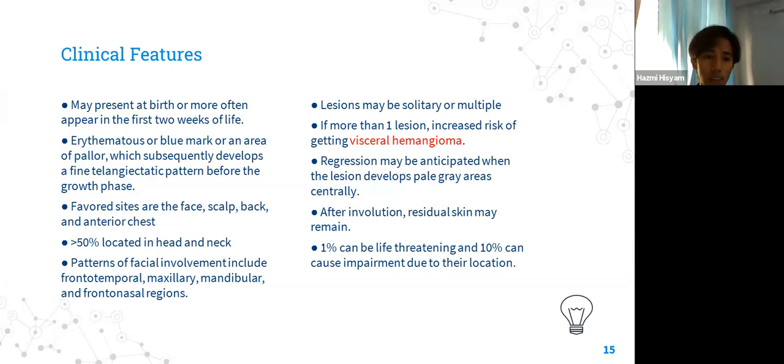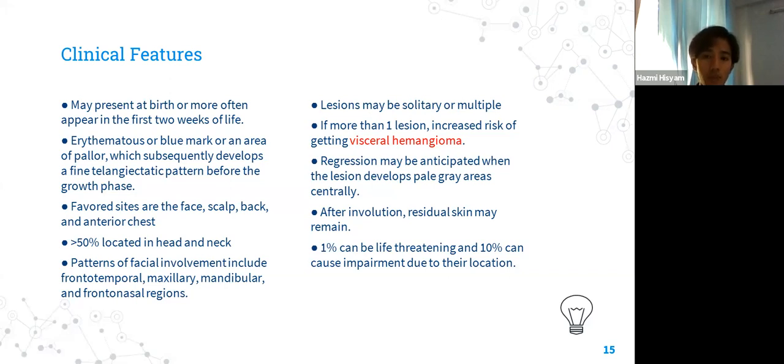So hemangioma may present at birth or, more often, appears in the first 2 weeks of life. It presents as erythematous or blue marks or an area of pallor, which subsequently develops a fine telangiectatic pattern before the growth phase. For hemangioma, the favorite sites are the face, scalp, back, and anterior chest, and more than 50% are located in the head and neck. It is also associated with patterns of facial involvement such as at the frontotemporal, maxillary, mandibular, and frontonasal regions.